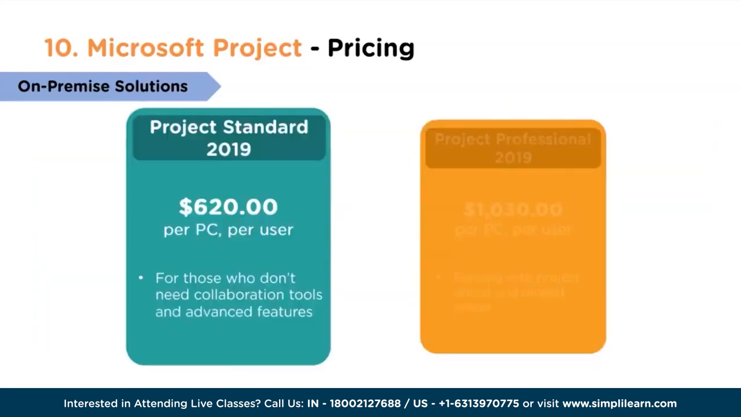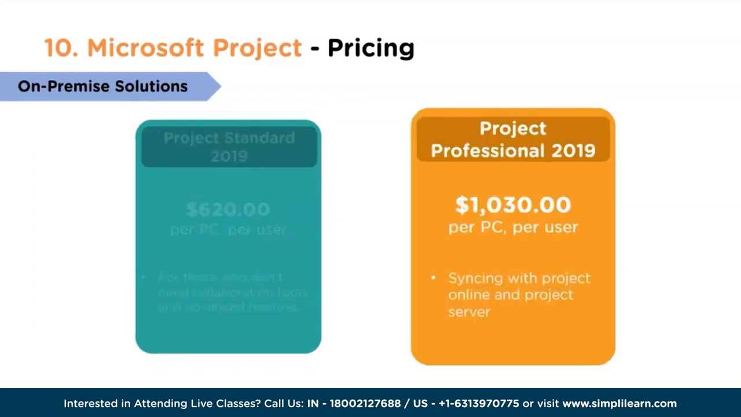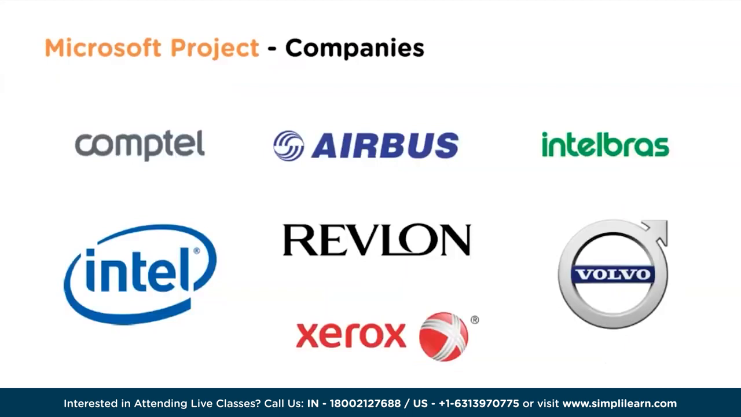The Project Standard 2019 version costs around $620 per PC for those who don't need collaboration tools and advanced features. The Project Professional 2019 version costs around $1,030 per PC, syncing with Project Online and Project Server. The organizations which use Microsoft Project are Comptel, Airbus, Intel, Volvo, Xerox, etc.